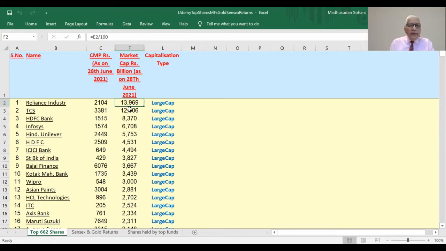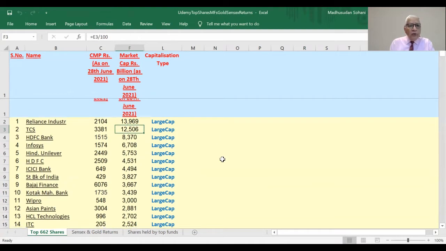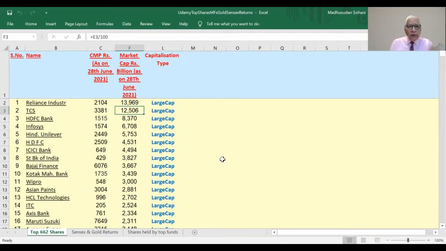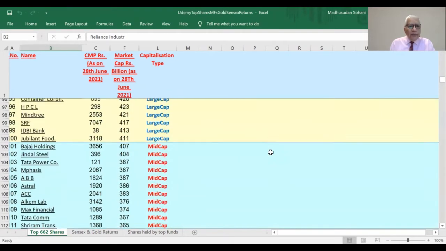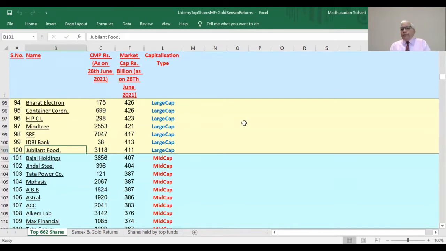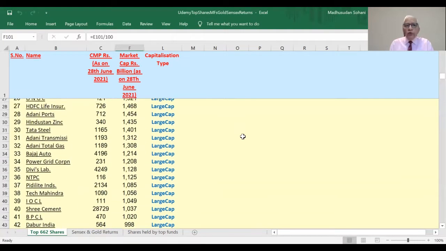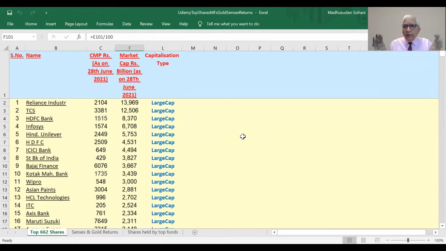Okay. The second company is 12,500 billion rupees. And if you organize the shares in the decreasing order of market capitalization, it looks like this. The top 100 shares will emerge like this. At the top is Reliance Industries, and out of 100, at the bottom is, I think, Jubilant Food. Jubilant Food has a market capitalization of 411 billion rupees. So 411 billion rupees to 14,000 billion rupees. This is the spectrum captured by the first top 100 shares.